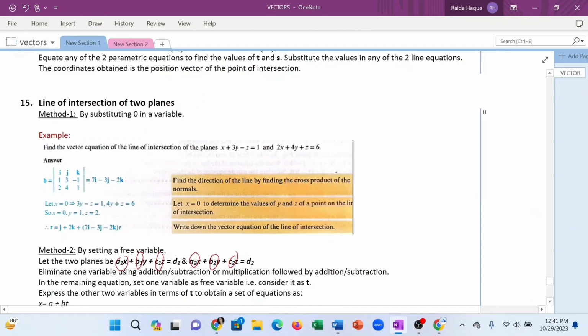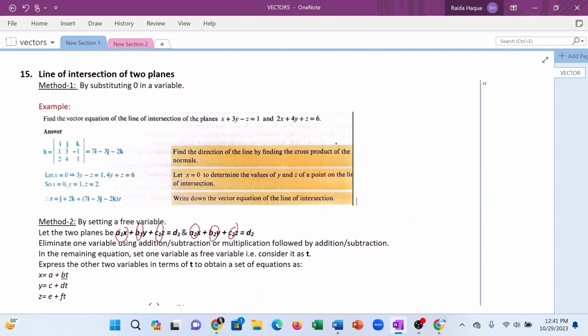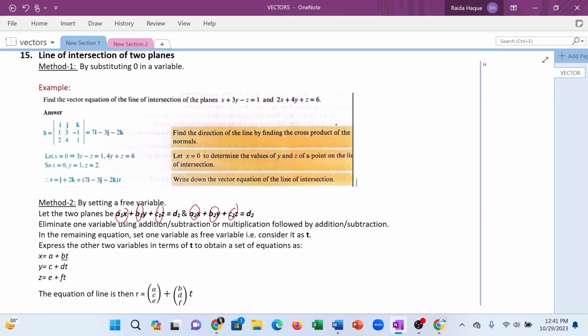Once you've done that, the next thing that you need to do is, in the remaining equation, we set one variable as a free variable. That is, consider it as t. And then we will express the other two variables in terms of t to obtain a set of equations. So what does that mean? A set of equations where x equals a plus bt, y equals c plus dt, and z equals e plus ft.